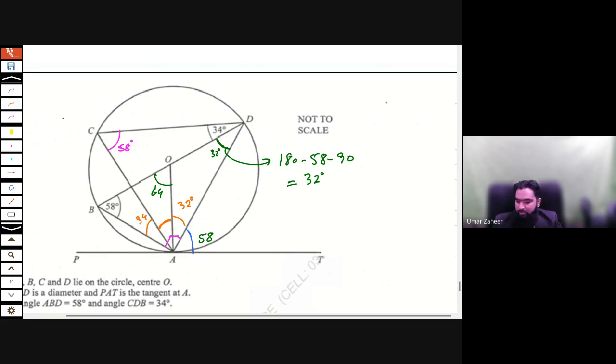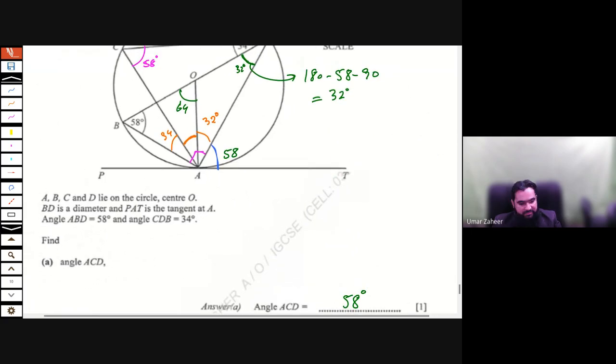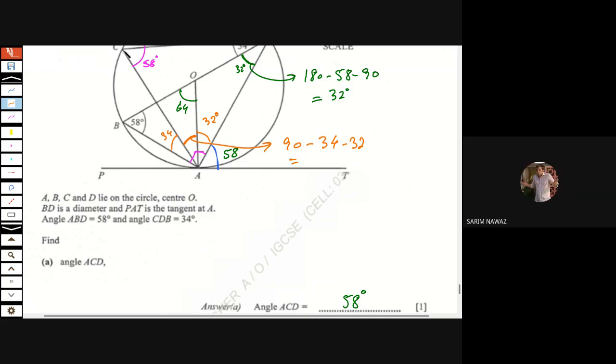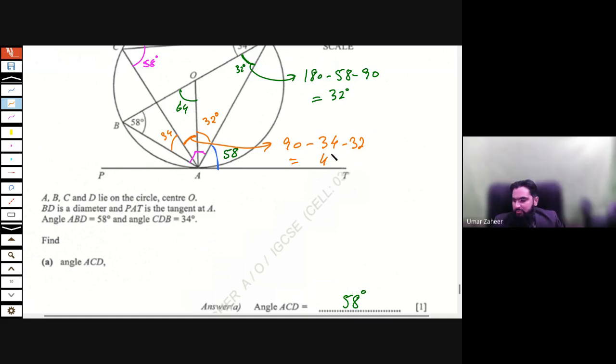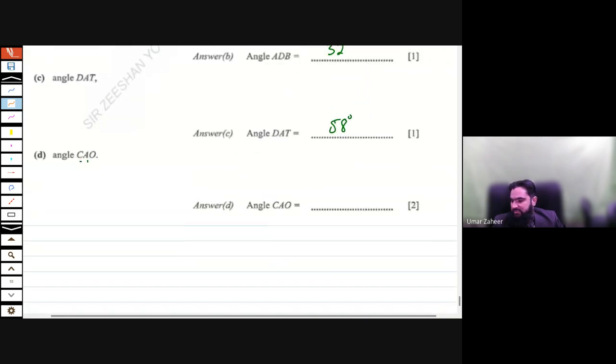So we know that the whole angle is 90 degrees. So you are going to get the angle 90 minus 34 minus 32. Yes, that will be equal to 24 degrees. So this part is going to be 24.